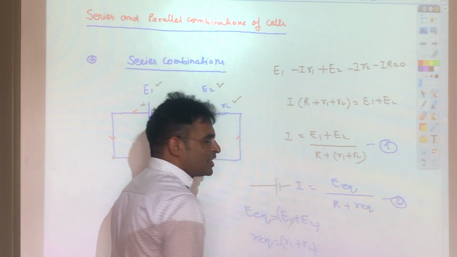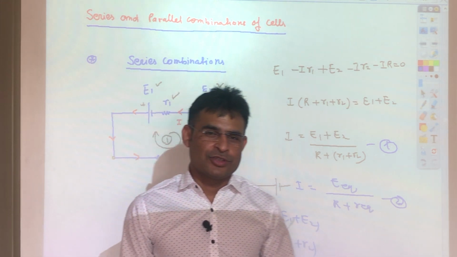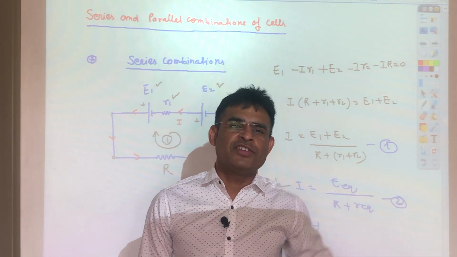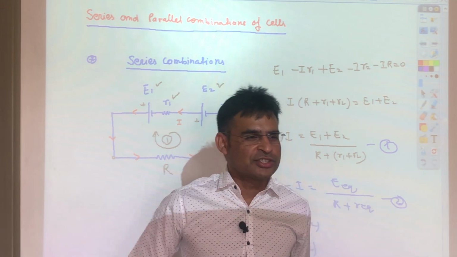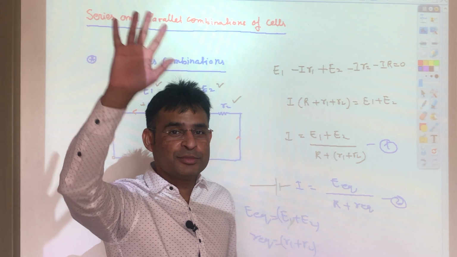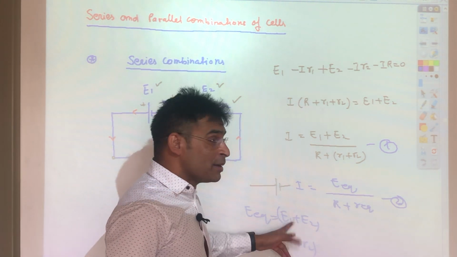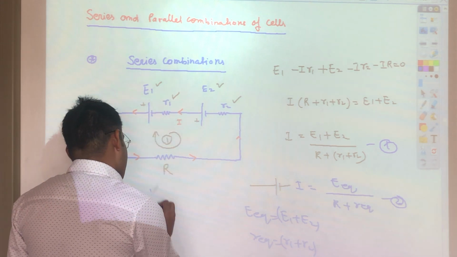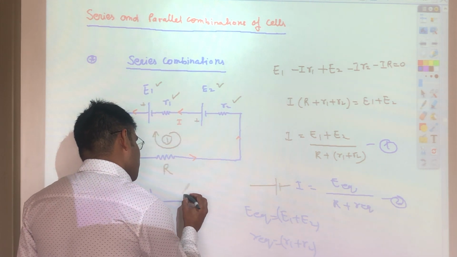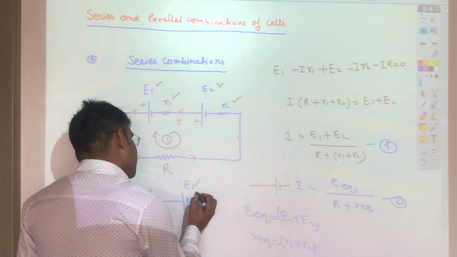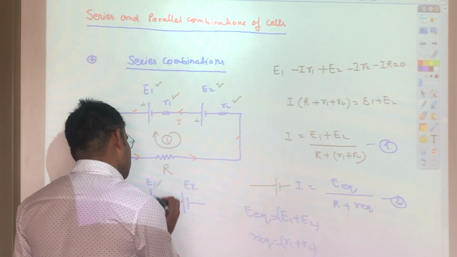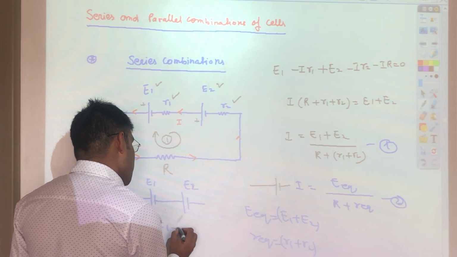So basically this is the series combination of batteries. What is the conclusion? If I have n number of batteries and I have to take a series combination, I simply keep on adding with polarity, of course. With polarity means, if these two batteries are like this, this is E1 and this is E2, then this one will be E1 plus E2.